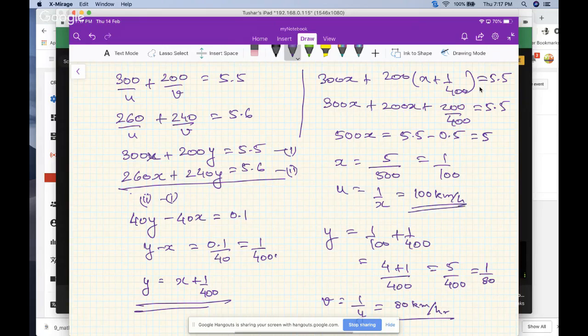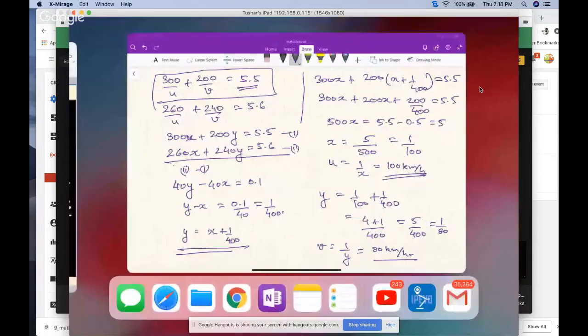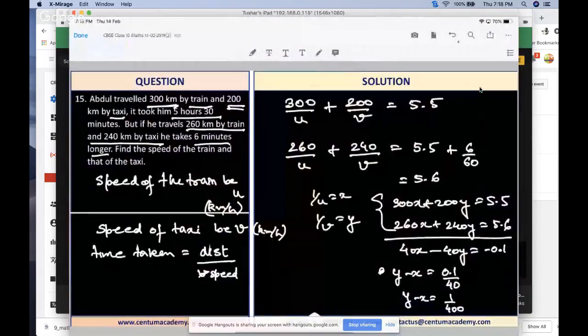So these are the two speeds. One is 100 kilometers per hour, another is 80, so you can check if it is correct. So in the first equation, 300 by 100 is 3 and 200 by 80 is 2.5. So 3 plus 2.5 is 5.5. Looks like correct. Okay. So this is again a board question.